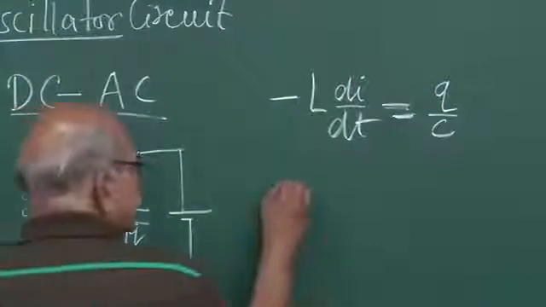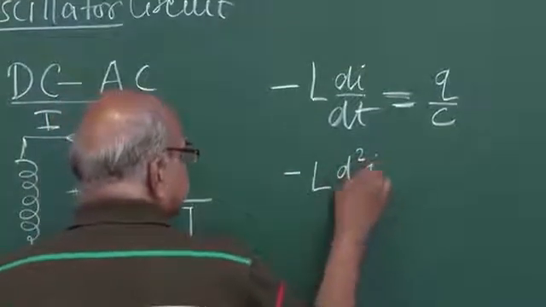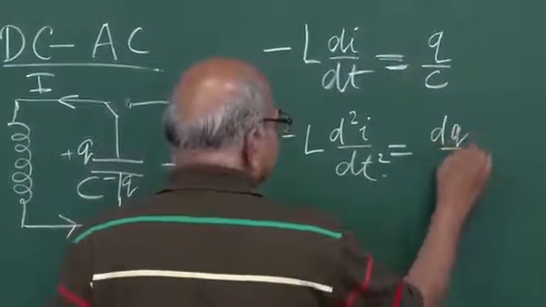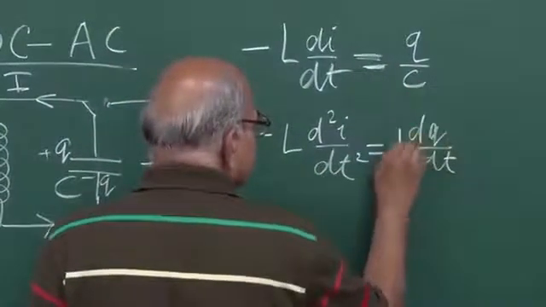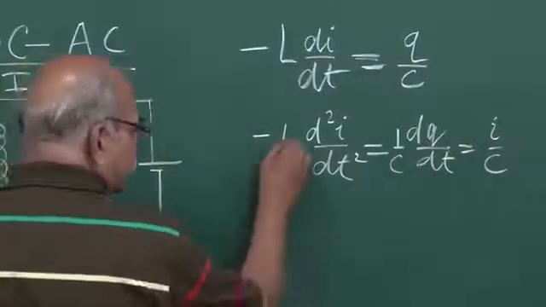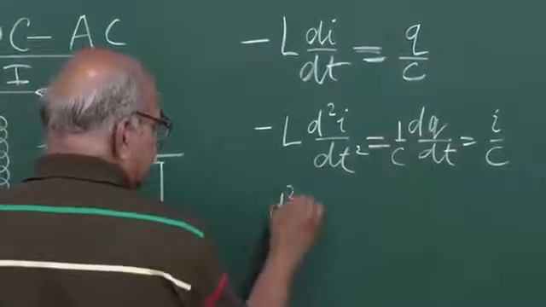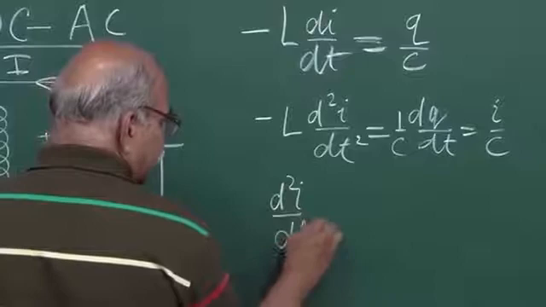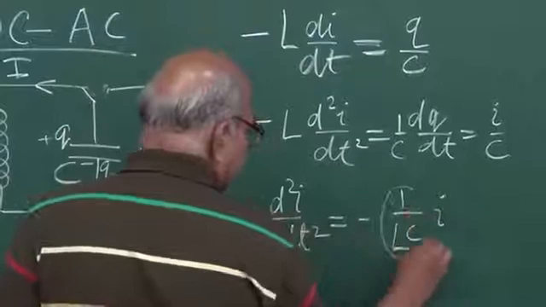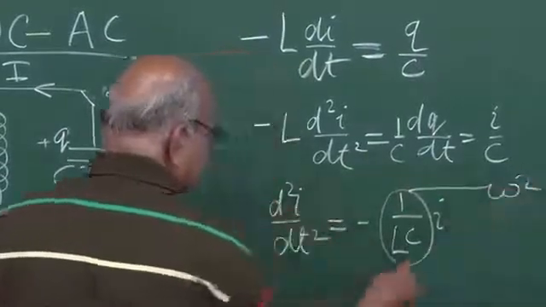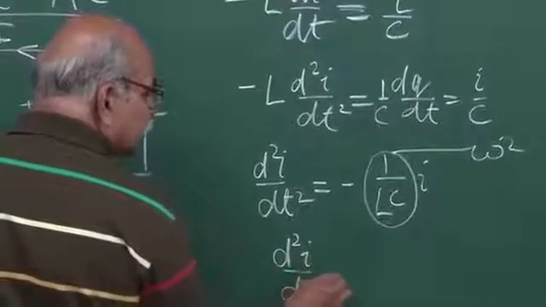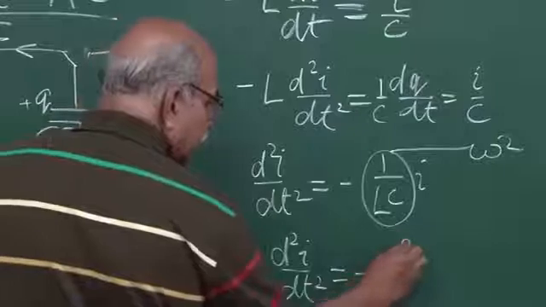So if you differentiate, this is minus L d2i/dt2 is equal to dq/dt times 1 by C, which is I by C. You take L on that side, and you have d2i/dt2 is equal to minus 1 over LC times I, and if you write this as omega square, then d2i/dt2 is equal to minus omega square I.